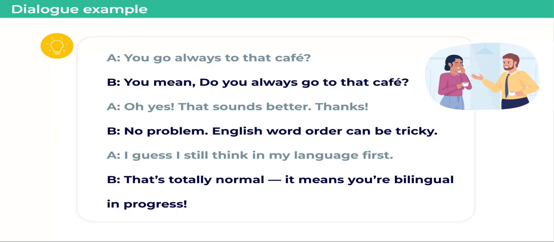So let's look at a dialogue example. You go always to the cafe? You mean, do you always go to that cafe? Oh yes, that sounds better. Thanks. No problem. English word order can be tricky. I guess I still think in my language first. That's totally normal. It means you are bilingual in process.